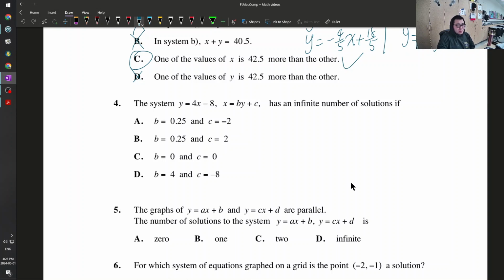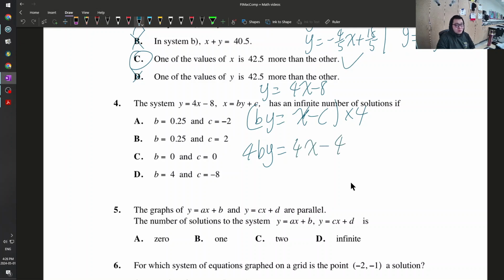So let's subtract c on both sides. By is equal to x minus c. And I want it in the form of y is equal to 4x minus 8. So that means we need to multiply everything by 4. So we get 4by is equal to 4x minus 4c. So that means negative 4c is equal to negative 8. Divide both sides by negative 4. C is equal to 2.